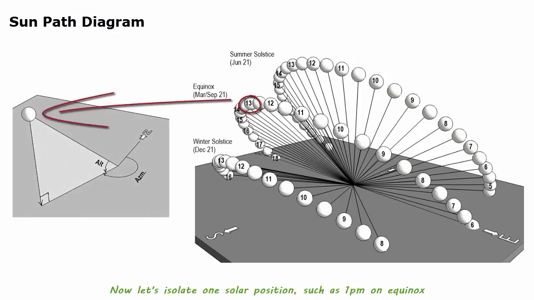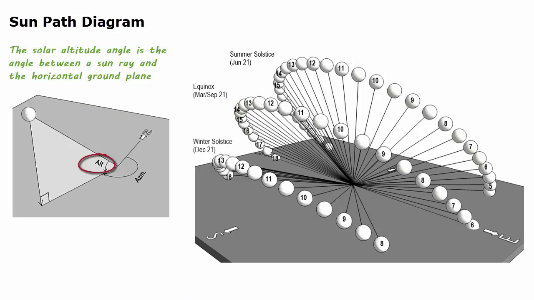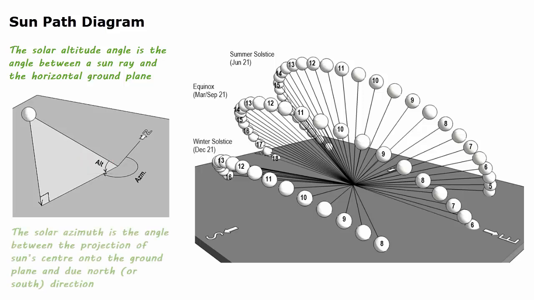Now let's isolate one solar position, such as 1 p.m. on equinox, and introduce two angles to define a solar position. The solar altitude angle is the angle between the sun ray and the horizontal ground plane. The solar azimuth is the angle between the projection of the sun's center on the ground plane and the due north direction.